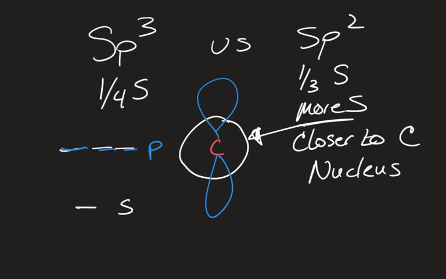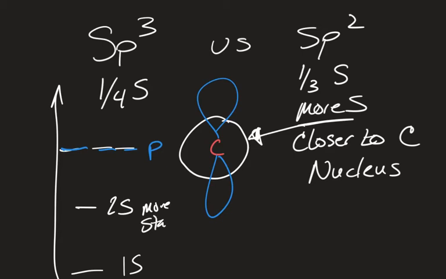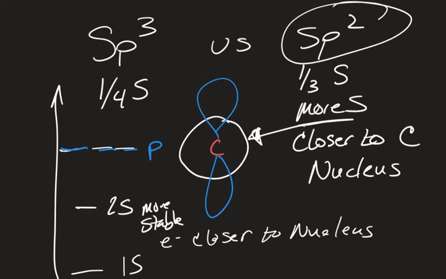Can you tell on an energy diagram? You guys know this. So we know this is the lowest energy down here, right? S is more stable. Why is it more stable? The electrons are closer to the nucleus. So which one do you think is a more stable hybrid, sp3 or sp2? sp2, because these bonds are closer to the nucleus.